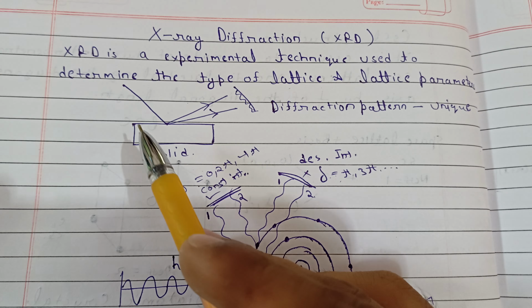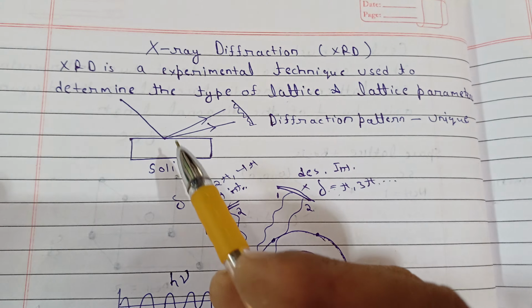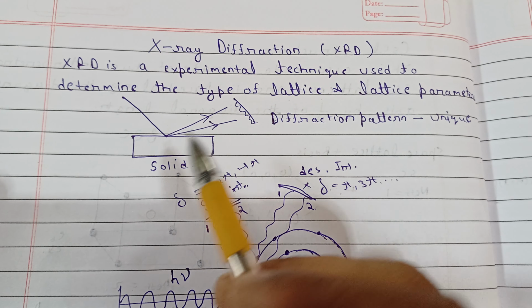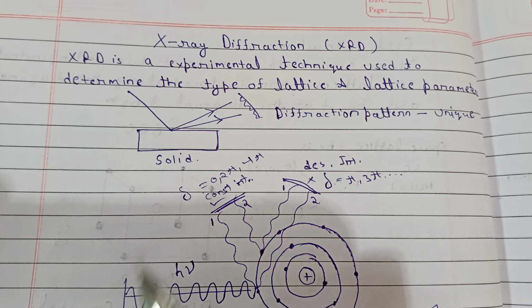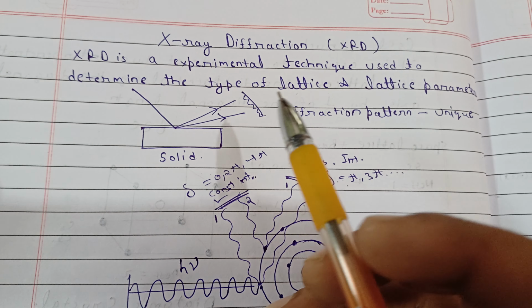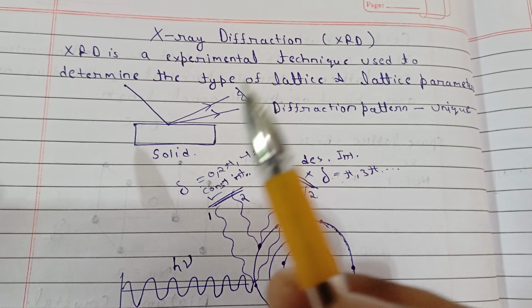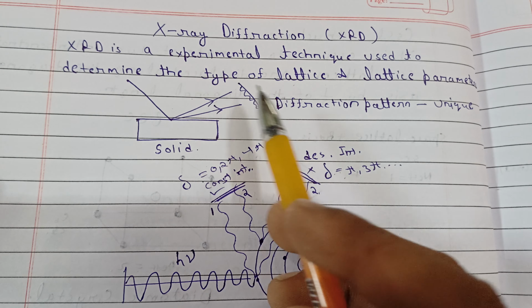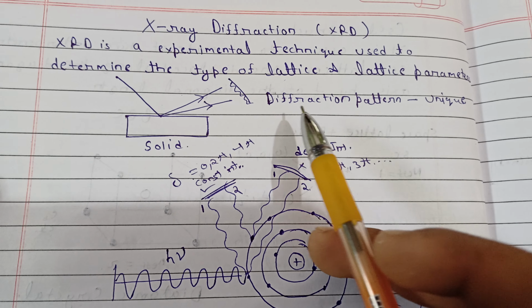If you have some crystal and you put light on it, it will be reflected and scattered, and this scattering of light will give you a diffraction pattern that you will observe. It will be different for different crystals, and this pattern contains the information about the crystal. That's why this experiment is used to determine the type of lattice and lattice parameters, because the diffraction pattern is unique for different crystals.